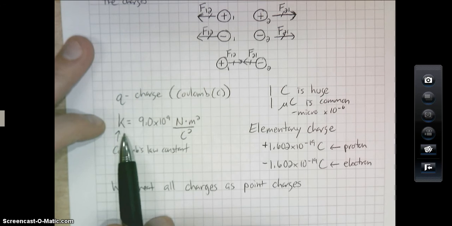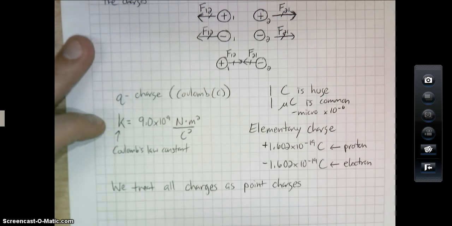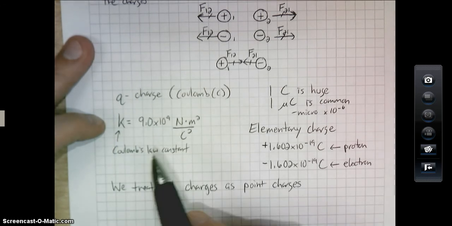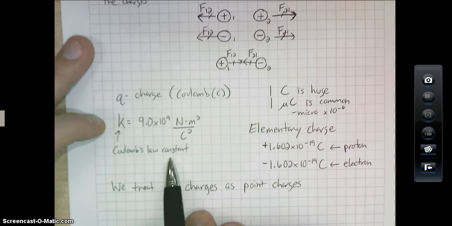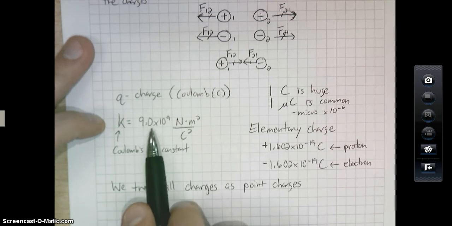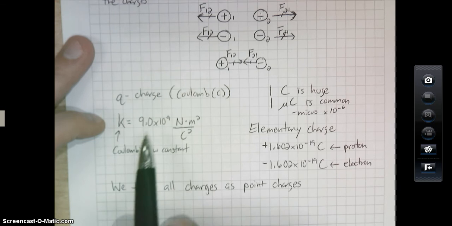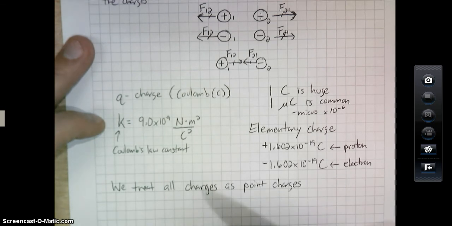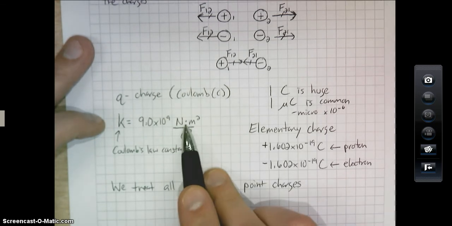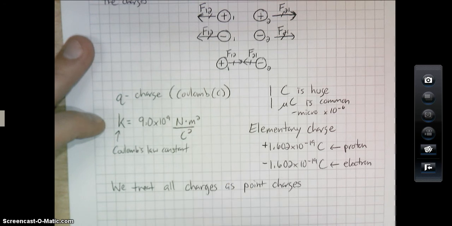This k value, which is in your packets, is the Coulomb's law constant. It's a given. You don't need to get all crazy about it. 9 times 10 to the 9th. That's a fairly easy one to remember, although you don't have to remember it because it is in your packet. Newtons times meters squared over coulombs squared.